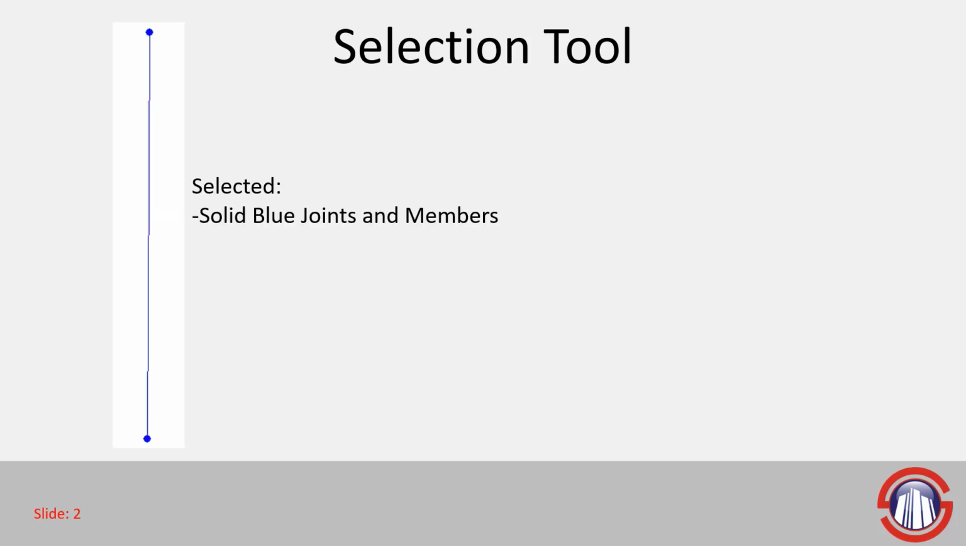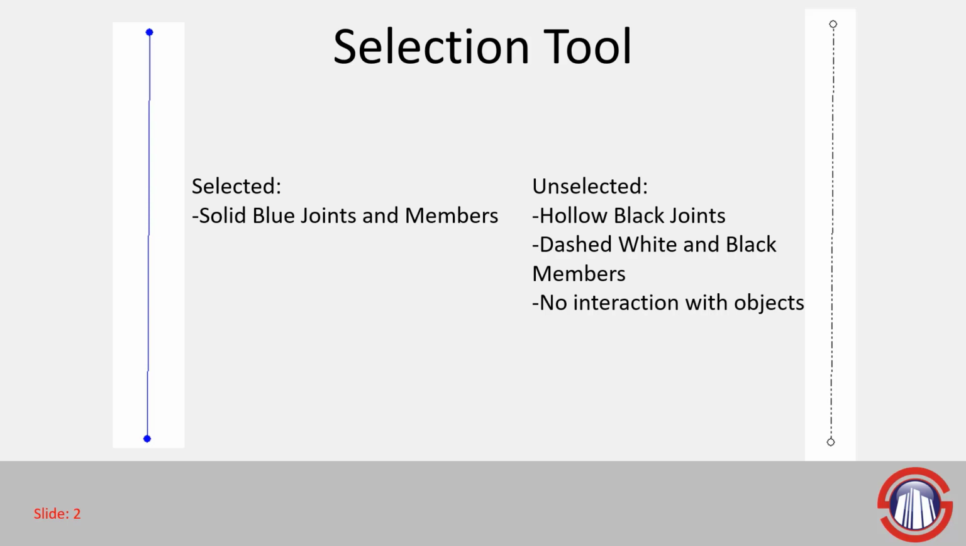It's also worth discovering S-Frame's selection paradigm as well, because it will help you work with the software. So in S-Frame, we have two different selection states. We have selected objects, which are solid blue lines in the case of members, and the nodes at each end are solid blue dots. And we have unselected objects. Unselected objects, in this case a column that we're looking at here, will have black and white dashed lines to represent the members, and hollow circles at either end to represent the joints.